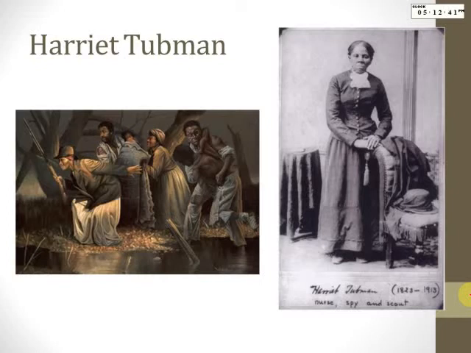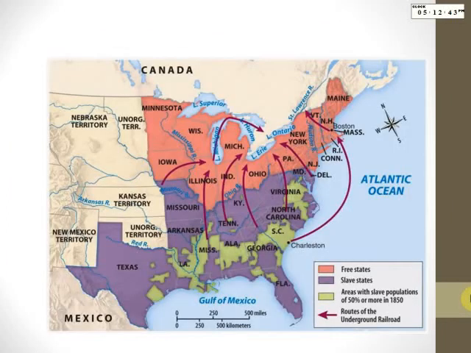Here's the Underground Railroad going all the way up to Canada. Why do they have to go all the way up to Canada? Why can't they just hang out in New York or Massachusetts? What law is making them not be allowed to stay in these northern states? The Fugitive Slave Law. If it weren't for the Fugitive Slave Law, these people might actually be able to just stay in Boston or Massachusetts or New York. But because of the Fugitive Slave Law, the Underground Railroad has to go all the way up through to Canada.